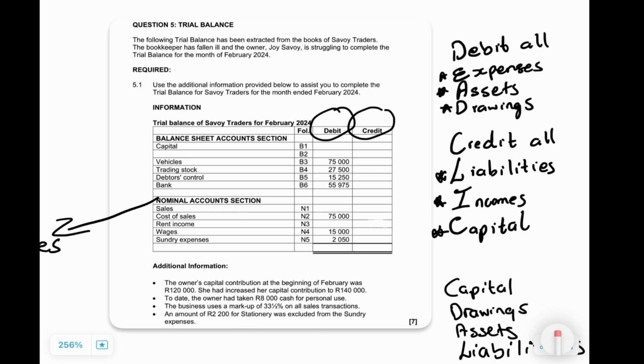The first additional information says the owner's capital contribution at the beginning of January was 120,000. She had increased her capital contribution to 140,000. You must remember that in our trial balance, we are looking for the balances of each account. So you must not try to find the difference of this capital contribution, because we are looking for the amount of capital the business would have at the end of February 2024. The capital was increased from 120 to 140, meaning at the end of February, we would have 140,000 worth of capital. So this 140 is what you take to your trial balance.